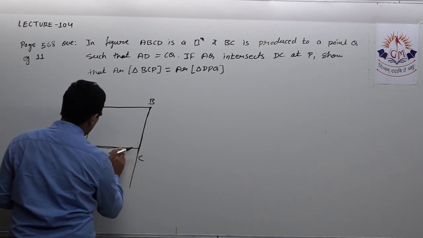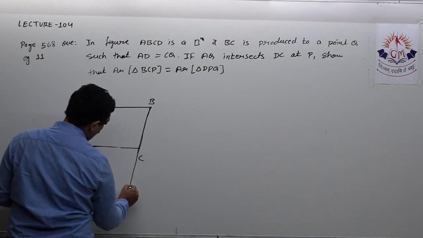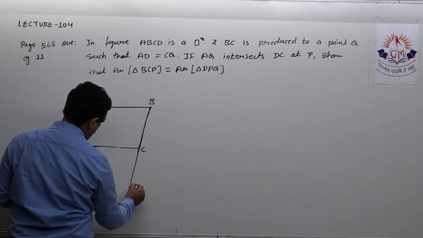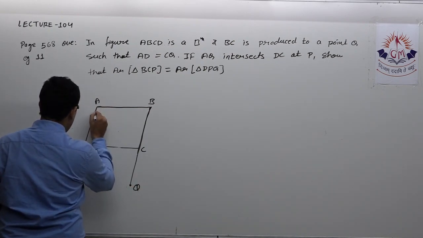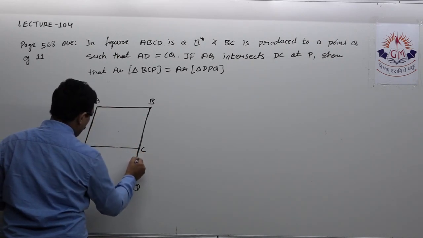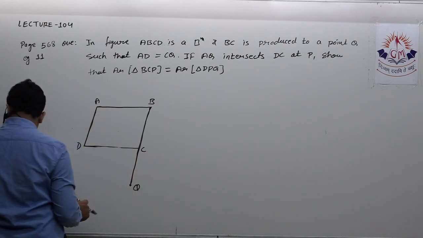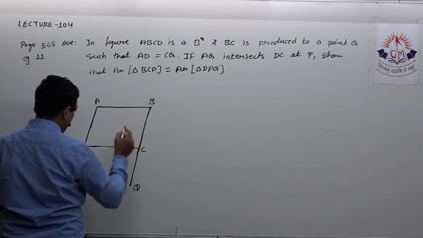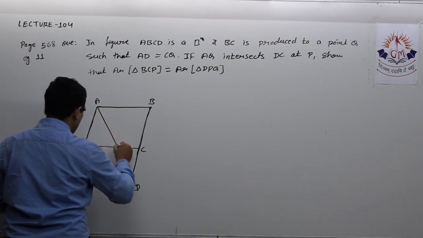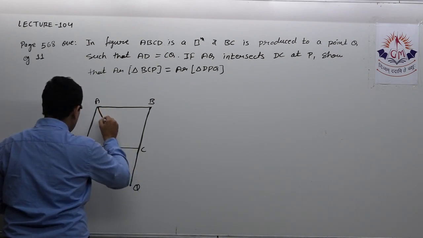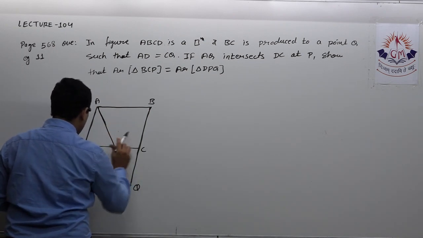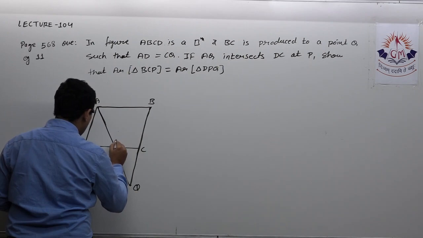Let this be the parallelogram. AD is equal to CQ. Further it is given if AQ intersects DC, if I join AQ, then it will meet DC at a point, and that point is named P.